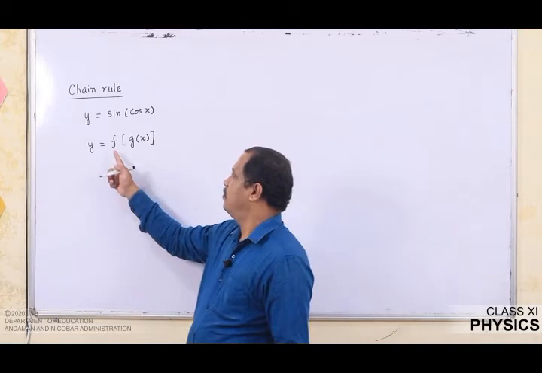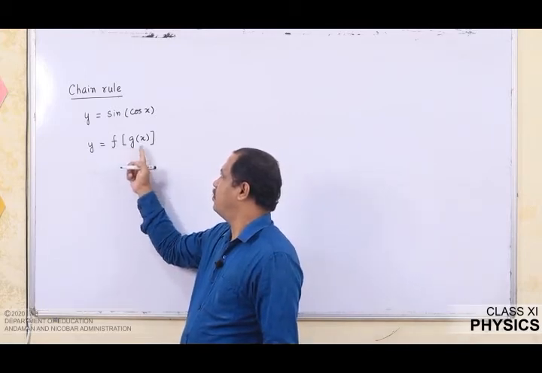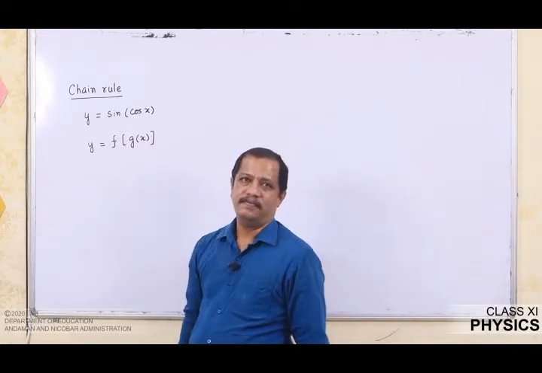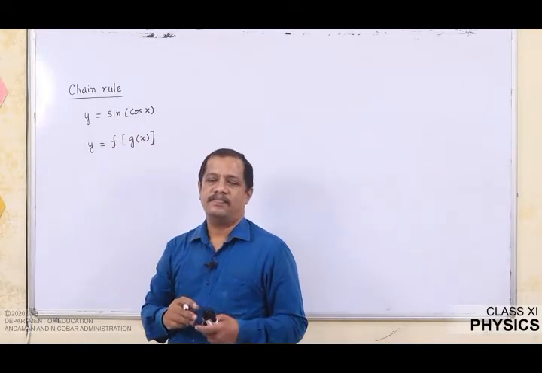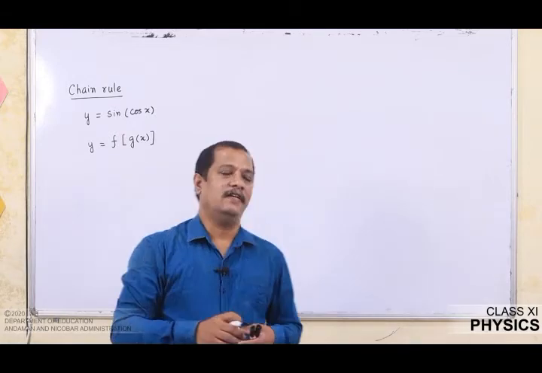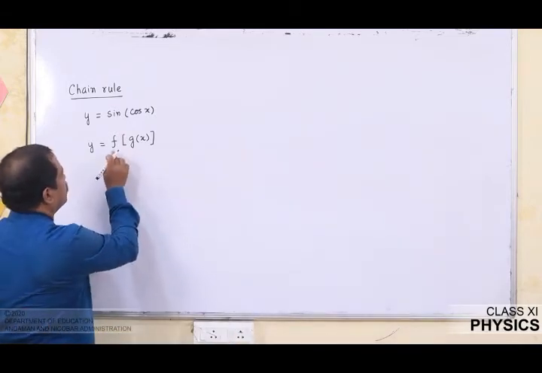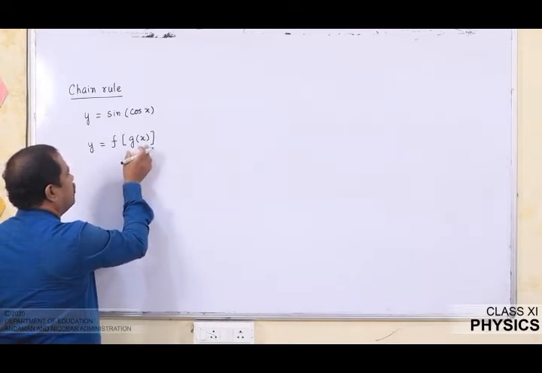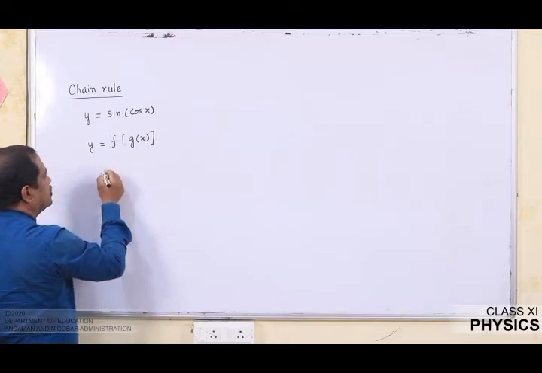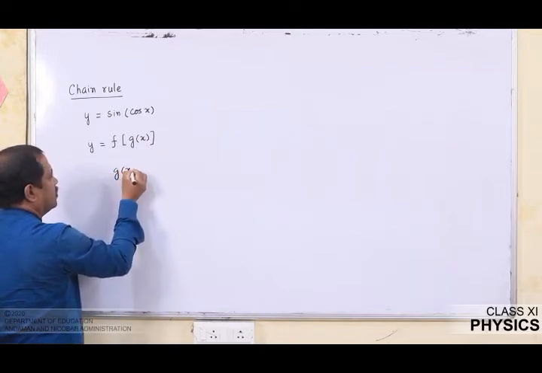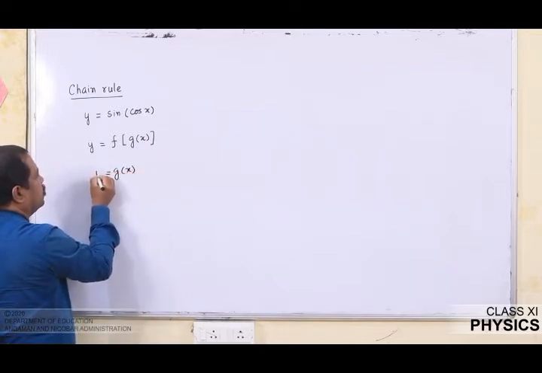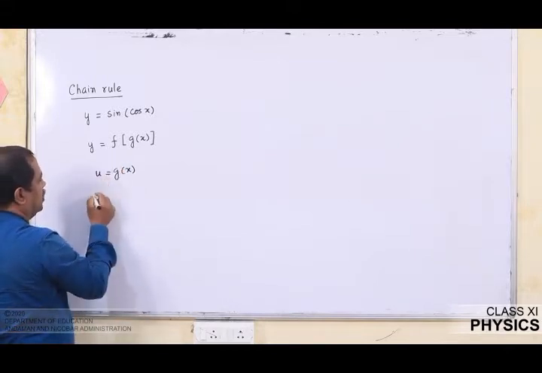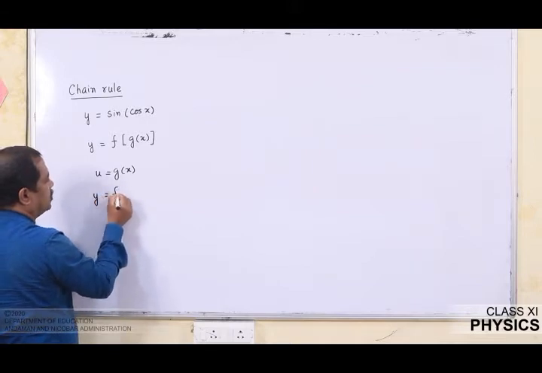So therefore, when I have a function of a function of x, to differentiate this function, we use the chain rule. What the chain rule says is, when you have complex functions like this, I am going to assign this g of x, this inner function, as u. If I assign this one as u, then I would have y as a function of u.